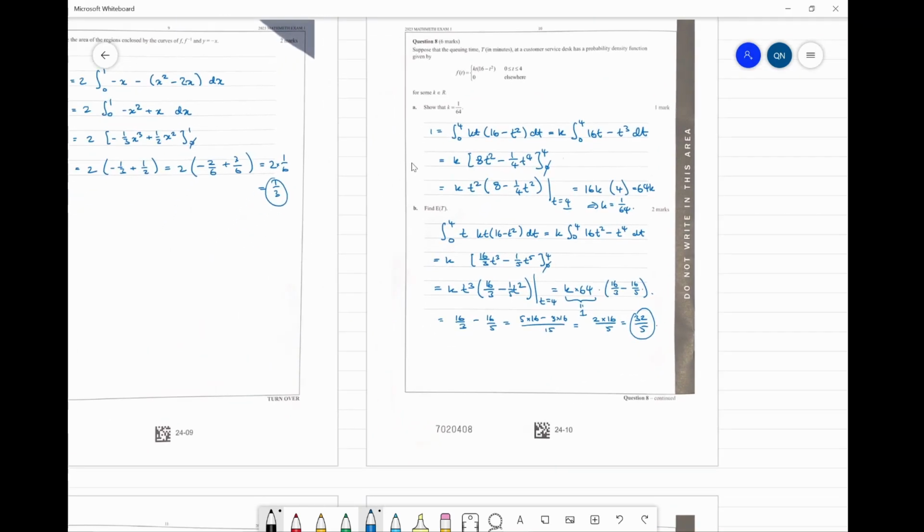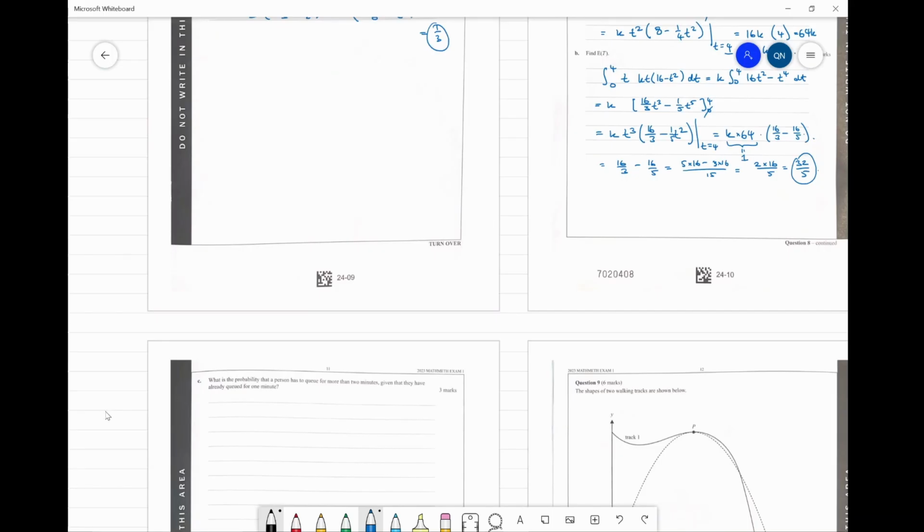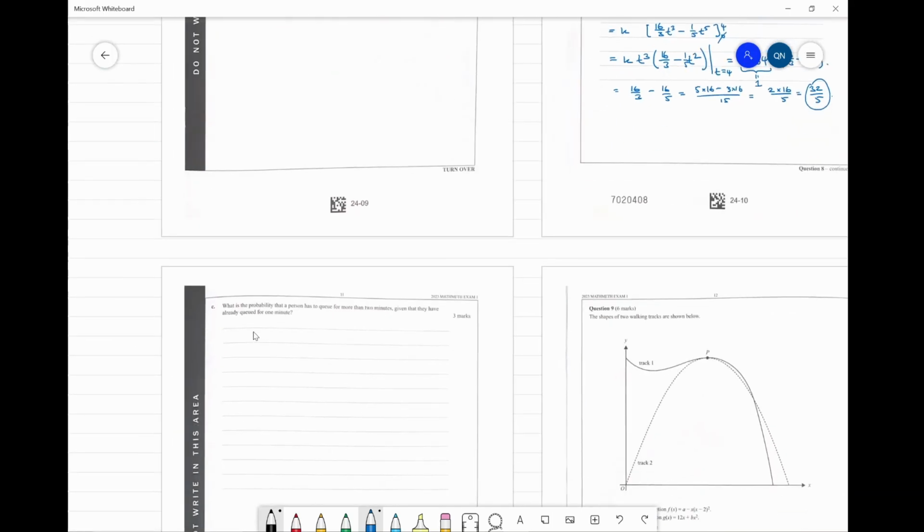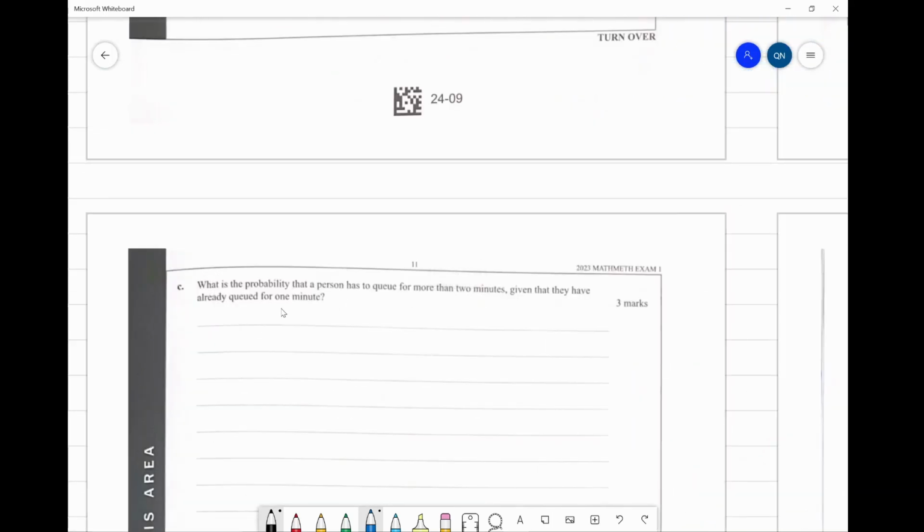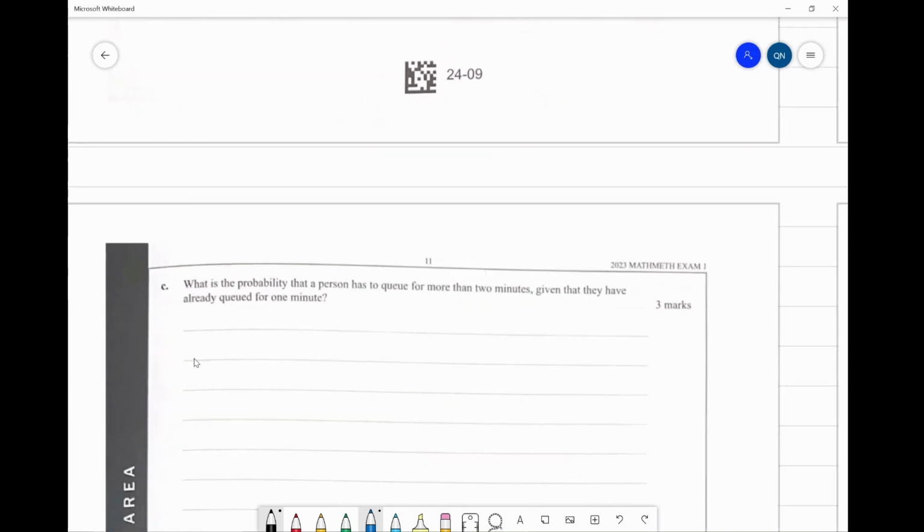But VCAA's not done yet, because they give us, yet again, another integral to do, because we have to calculate the probability. And this is conditional probability over here. So we want to find the probability that a person has to queue for more than 2 minutes, given they already queued for 1 minute, right? So what does that mean? It means the probability that they queue for more than 2 minutes, so t is greater than 2, given that they have already queued for 1 minute. But if they've already queued for 1 minute, that means their t value has to be greater than 1.